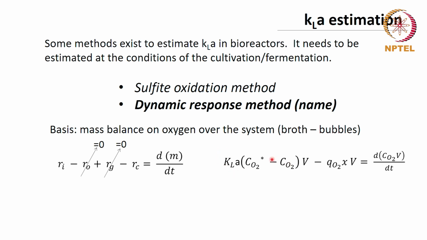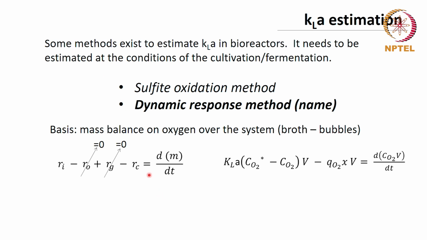There is no reaction anyway. So we want moles per time for each of these remaining terms here. This is KLA (CO2 star minus CO2), and because this is in moles per volume per time, we need to multiply it by the relevant volume, which is the broth volume. So now we have it in terms of moles per time. Okay. Why? Because the input is across the interface between the gas bubbles and the liquid. So that is the input to the system.